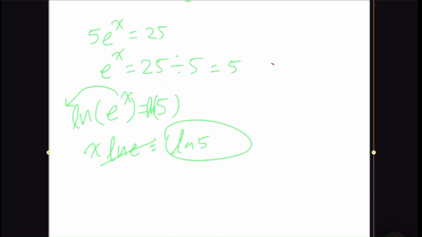I feel like that's the easiest way to do it. I don't know how people manage to turn it into log form in their heads.